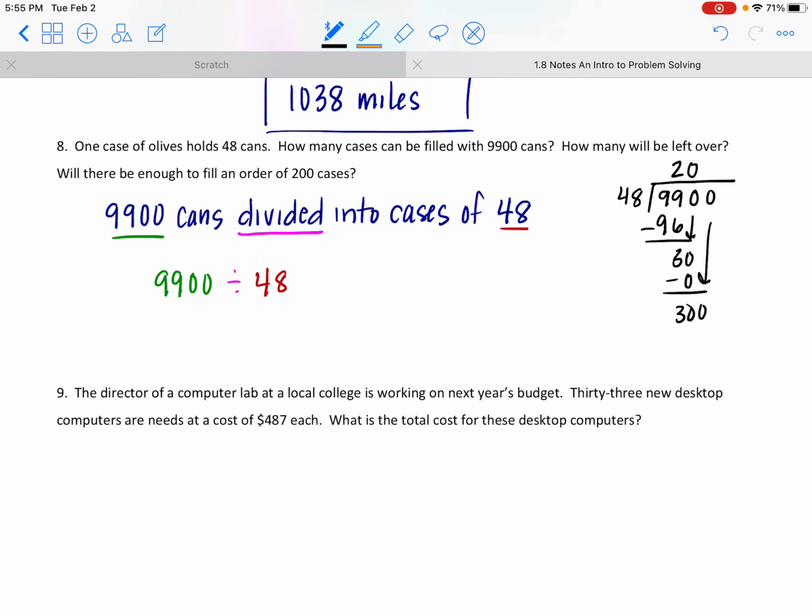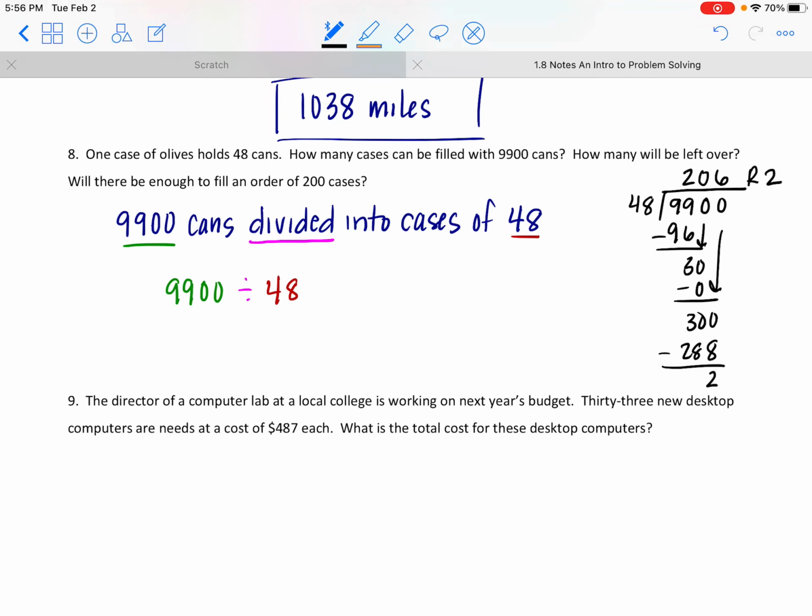So let's see, 2, 4, 6 times. And 6 times 8 is 48. If I carry the 4, that's going to be 288. When I subtract, I have 2 left over. So remainder 2. So if we go to answer all these questions, how many cases could we fill? Well, we can get cases of 48 exactly 206 times. So we can fill, this was 206, remainder 2.